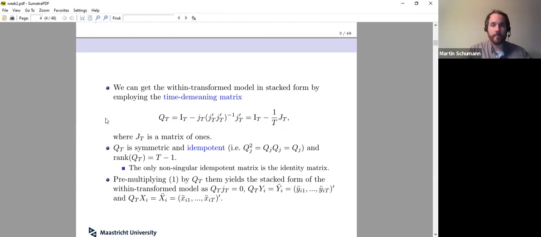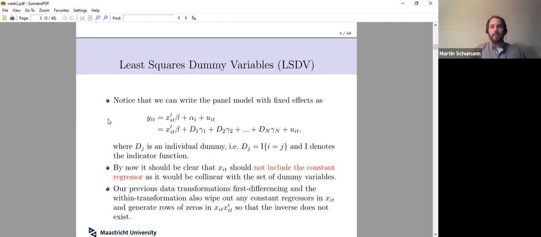Good. So this is about the matrix notation. Then there's something that you also often see. That's called the least squares dummy variables, which basically means that you can also derive the fixed effects estimator simply by putting individual dummies into your regression. So this is the whole point of this exercise here.